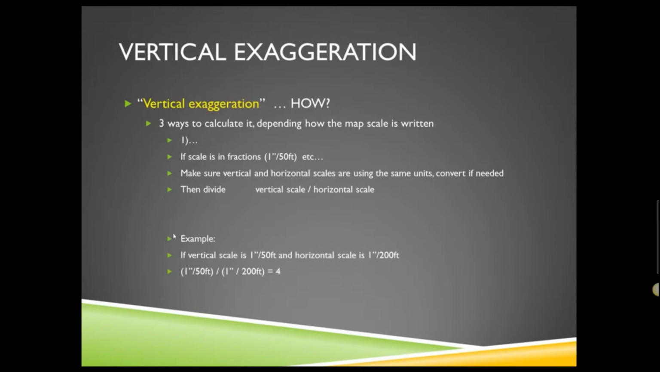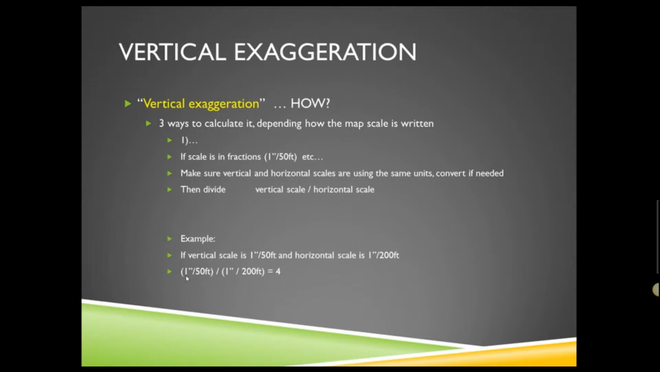Now, as an example, if our vertical was 1 inch equals 50 feet, and our horizontal was 1 inch equals 200 feet, we would do the fraction 1 over 50 divided by the fraction 1 over 200. This comes out to 4. You notice all the units cancel. The inches cancel out and the feet cancel out.